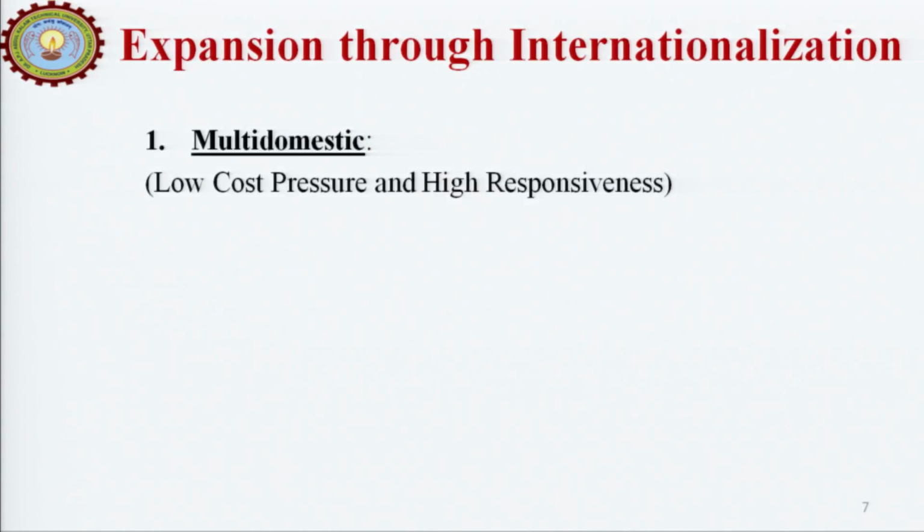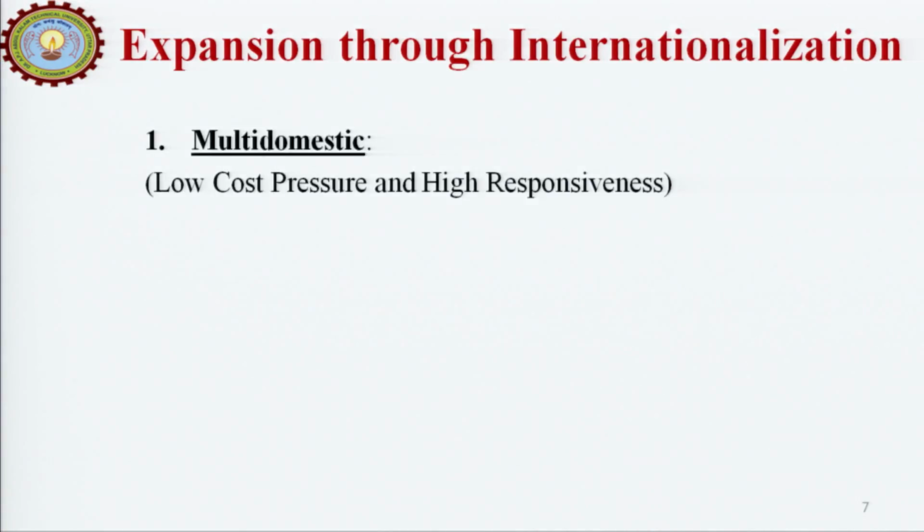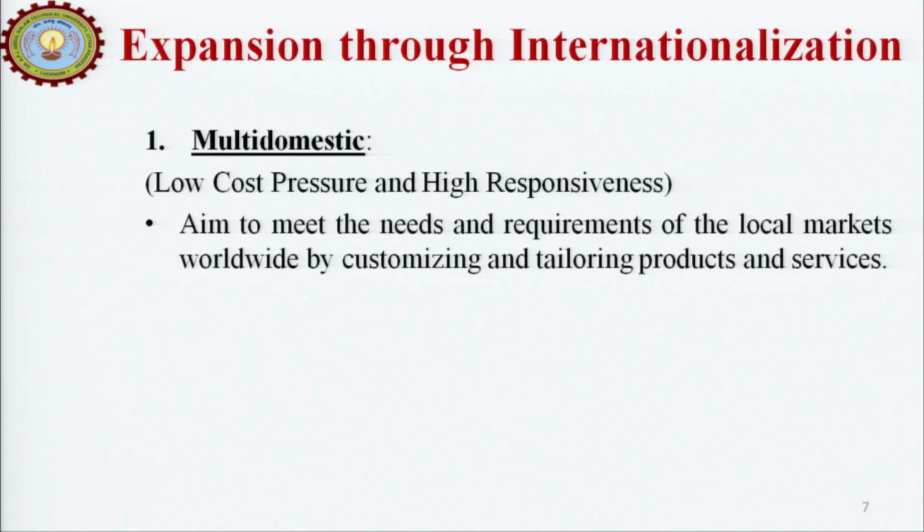So let's talk first about the multi-domestic strategy. If we go back to the last slide, multi-domestic strategy, what is it? It is where there is high pressure for local responsiveness, but low cost pressure. So the company is not much concerned about keeping the cost low, but it is more concerned about customizing the products and services according to the requirements of the local market. The company aims to meet the needs and requirements of local markets worldwide by customizing and tailoring products and services.